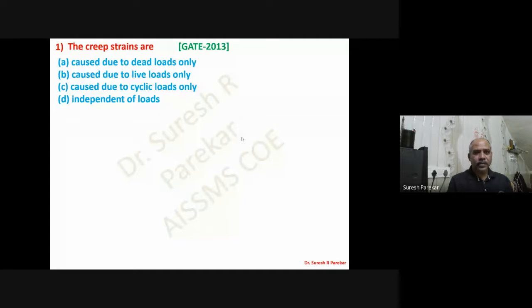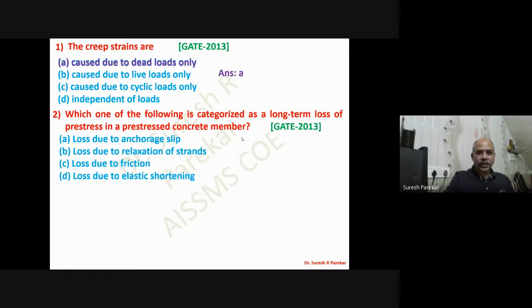So first we have theory and then we have problems. First, the creep strengths are caused due to dead loads only. So the option we have is A. Then, which one of the following is categorized as long-term loss?